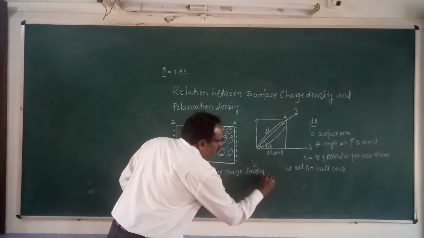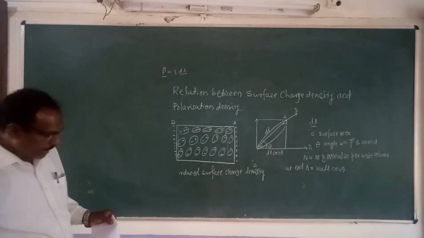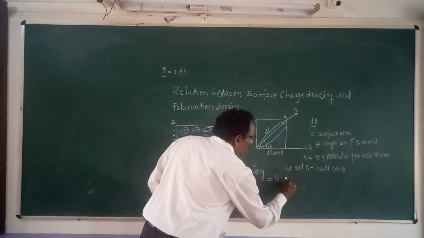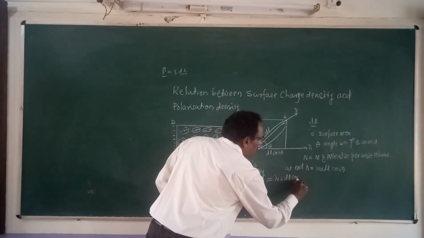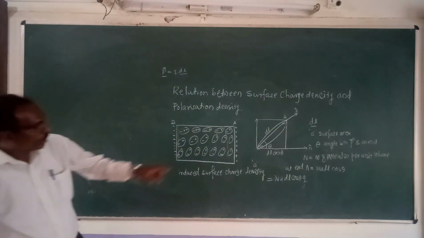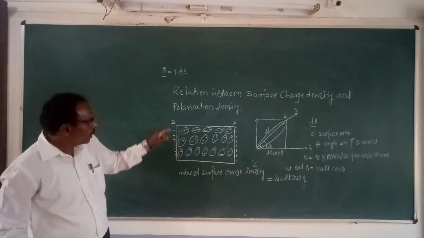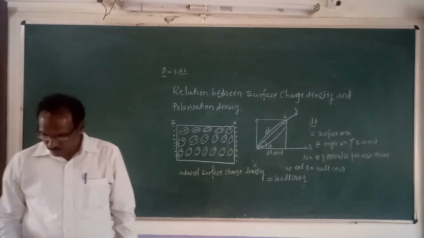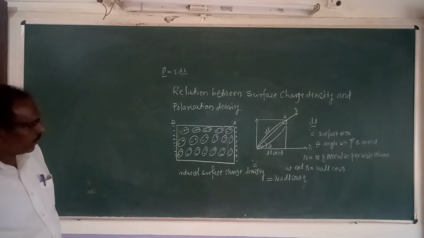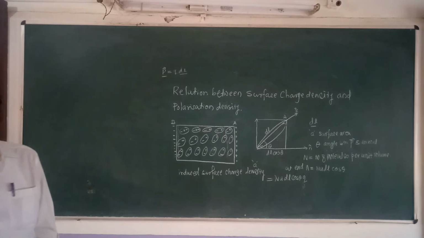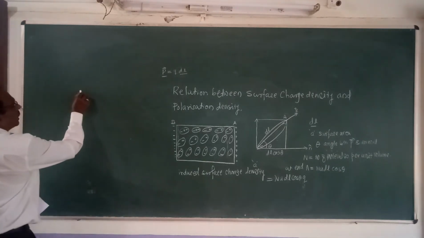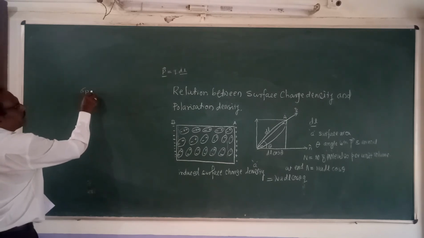And this induced surface charge density we can write as equal to N A dl cos theta into Q. Q is the charge either on end A of this slab or on end B. So this is what is called the induced surface charge density.